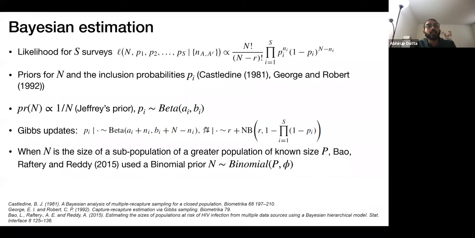When the population of interest is a subpopulation of a greater population with known size P, this paper by Liu, Bao and Adrian Raftery in 2015 proposed using a binomial prior for N, because it's a subpopulation of a greater population. So N follows binomial(P, phi), where phi gives the proportion of this greater population which belongs to this subpopulation. So you can also infer about this proportion if you're using such a model.